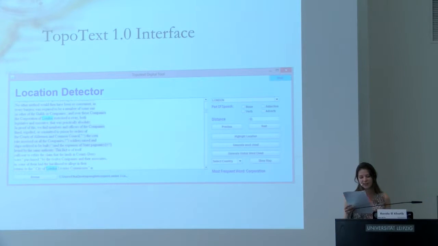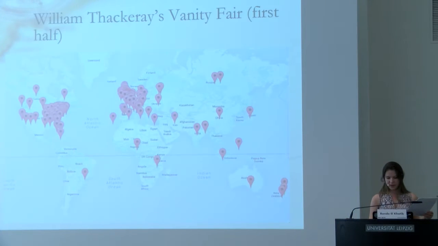Topo Text uses the Stanford named entity recognizer to automatically identify all the place names that are mentioned in a text and place them on a map. So literally you just upload a plain TXT format into the tool, no matter how long it is. It will identify all the place names that were mentioned and put them on a map. So this is just an example of one of the maps.